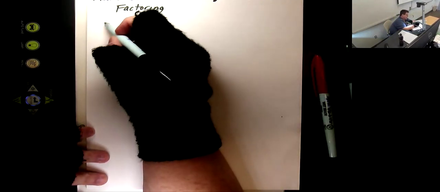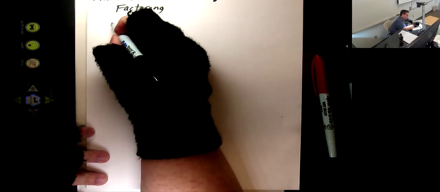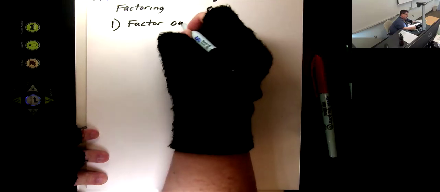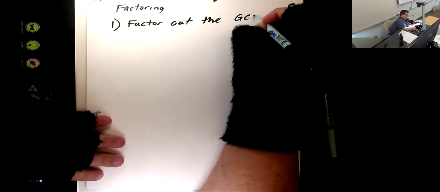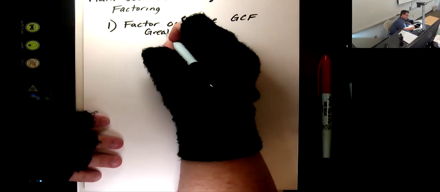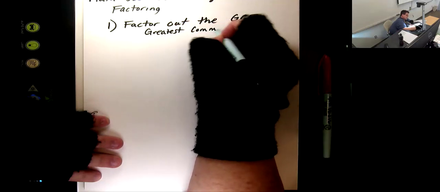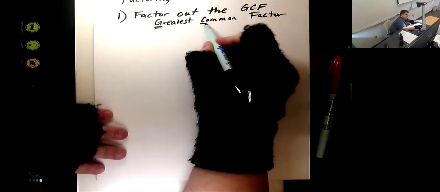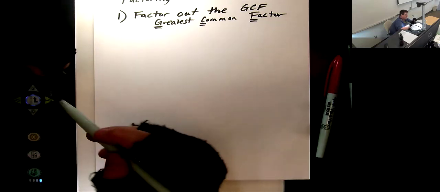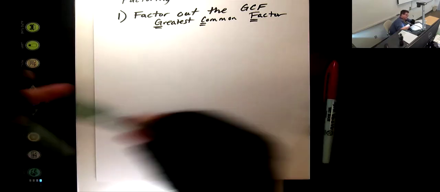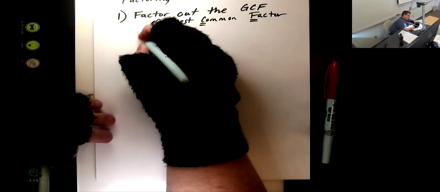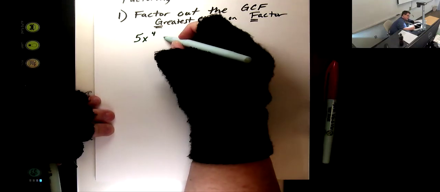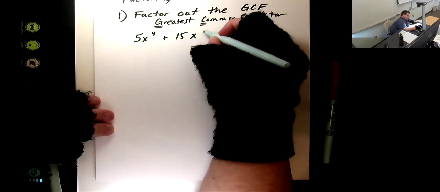So when we do factoring, one, we can factor out the GCF, which stands for greatest common factor. Do an example of that real quick. If I have 5x to the 4th power plus 15x squared.